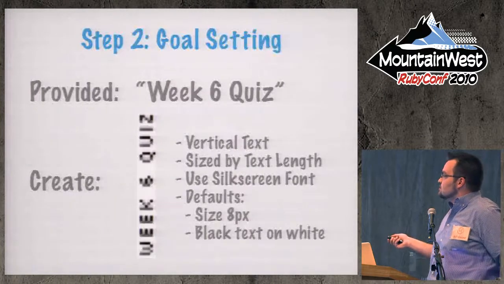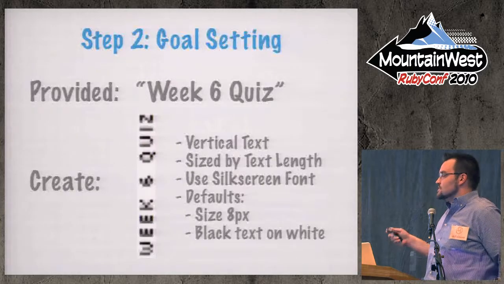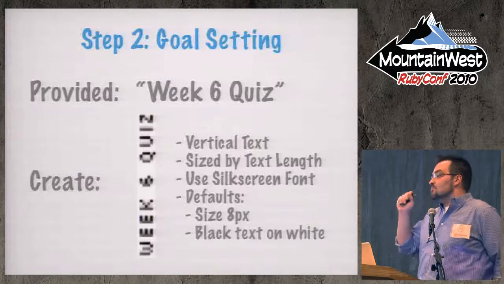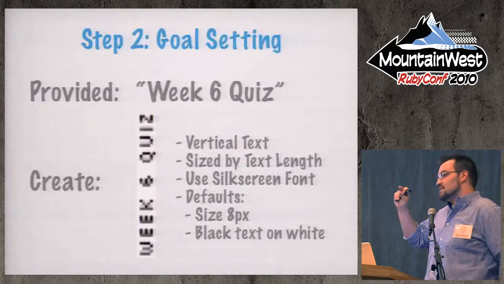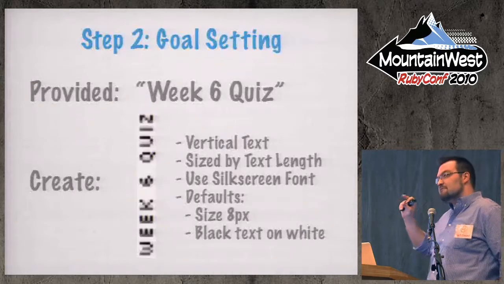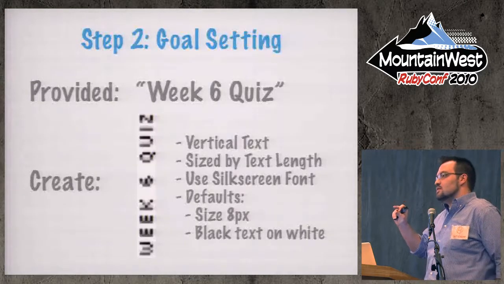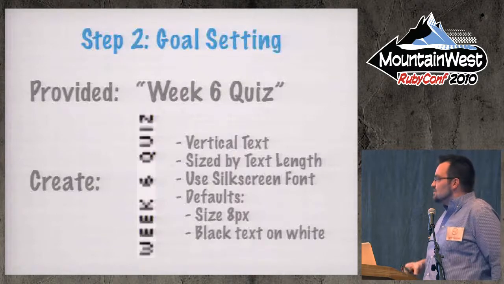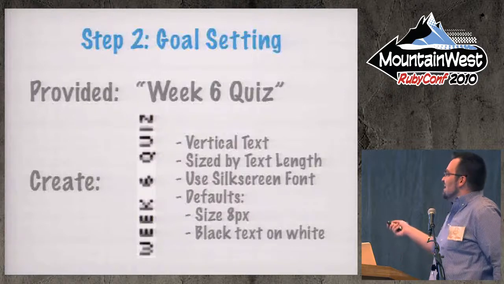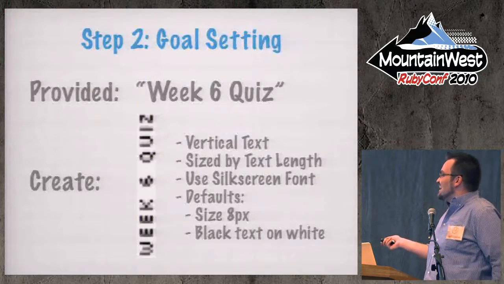I'm going to use this silkscreen font, which if you haven't seen it before, is from kotke.org. It's a font built for low sizes, so it's readable down to like 5 or 6 pixels, which is even much smaller than like 6 point. So if you need really small stuff, your disclaimers, put them in silkscreen. And I was just going to use black text on white.